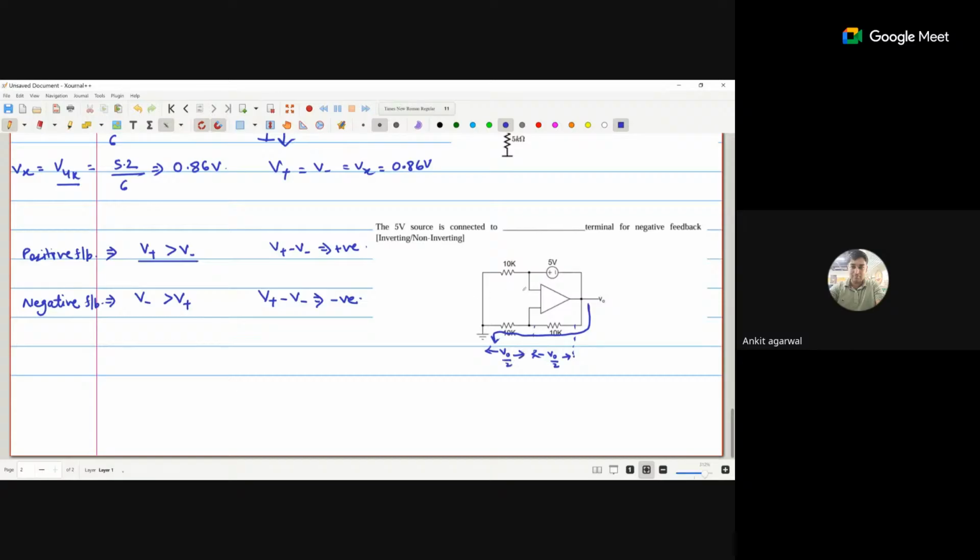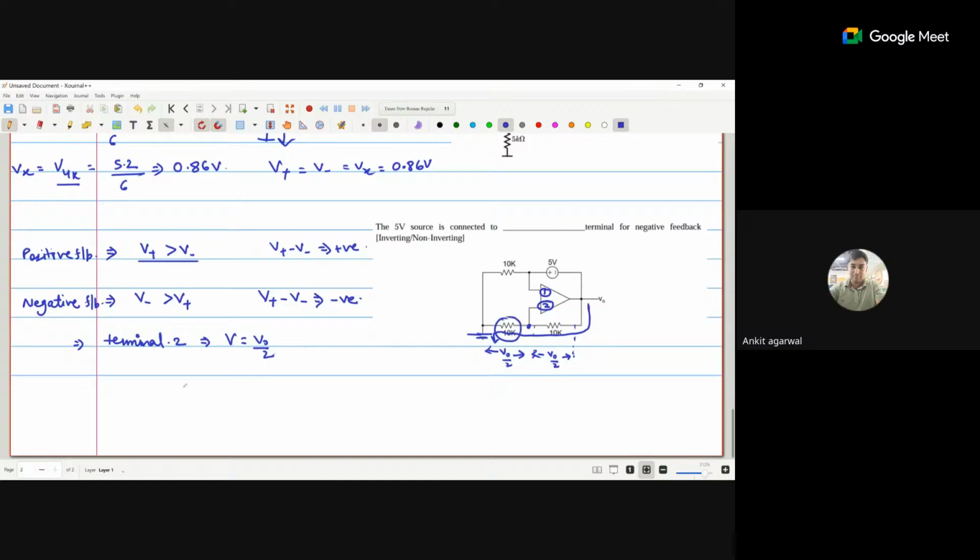Okay, so I consider this as terminal 1 and terminal 2. At terminal 2, the voltage is V naught by 2. Why? Because this voltage is just similar to the voltage difference between this one and this one, basically the voltage drop across this resistor.